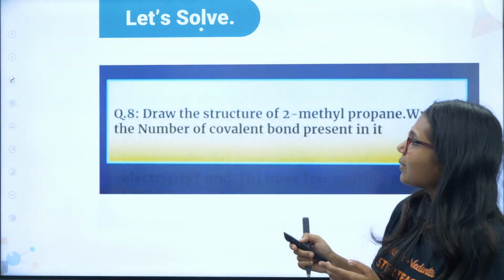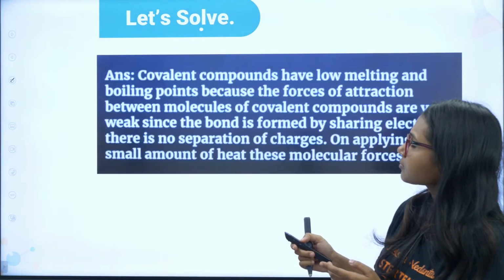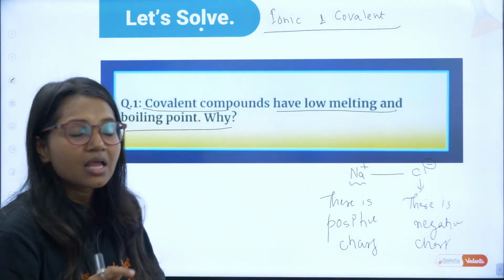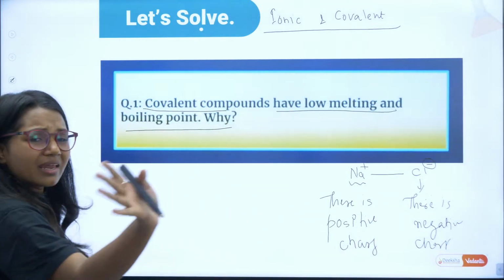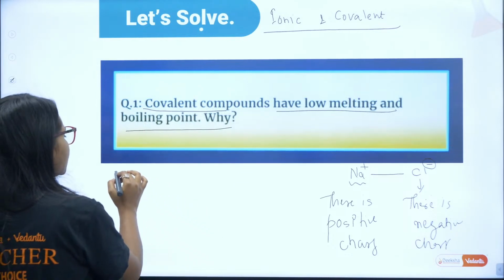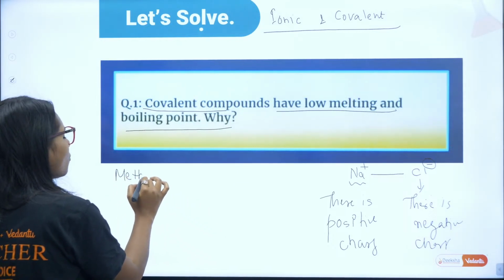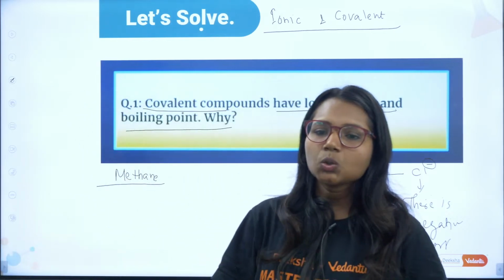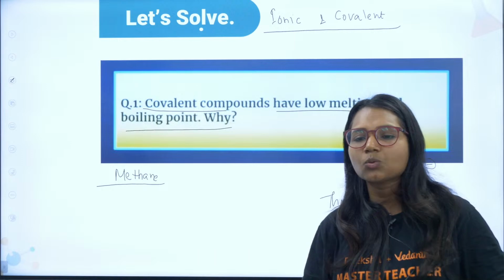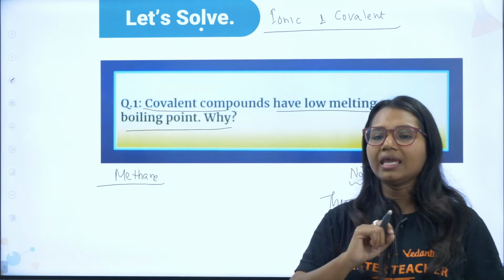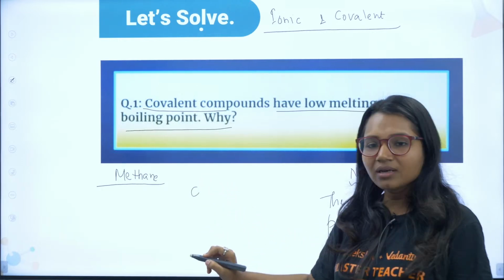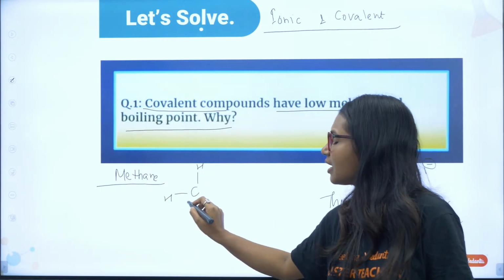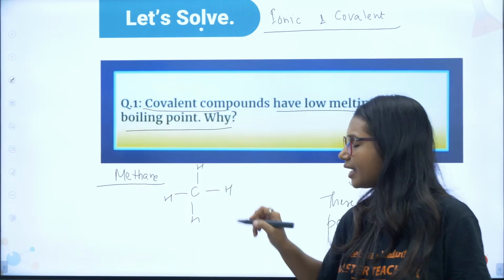But what happens in the covalent compound? There is no charge. If you see methane, what is the formula for methane? Do let me know in the comment box, guys. Methane is carbon, with H here, H here, H here, H here.